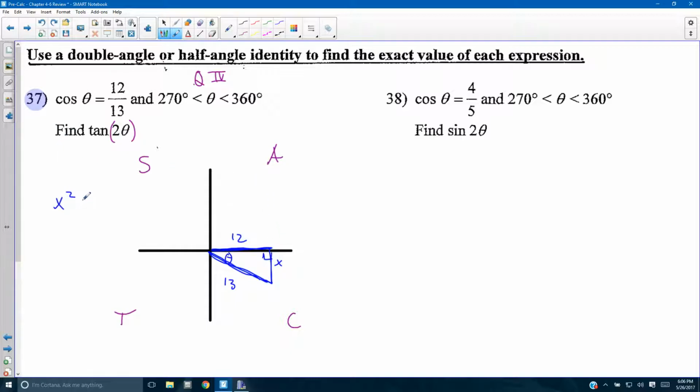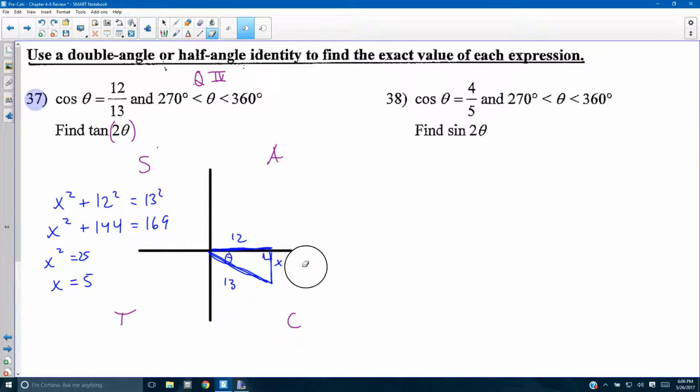So x squared plus 12 squared is 13 squared. I think we can agree. x squared plus 144 is 169. Subtract that, we get 25. And square root, we get 5. Now, two things for this. Number one, this was a Pythagorean triple. It's a 5, 12, 13 special triangle. If you know that, more power to you. If you don't, do the Pythagorean theorem, you got it.